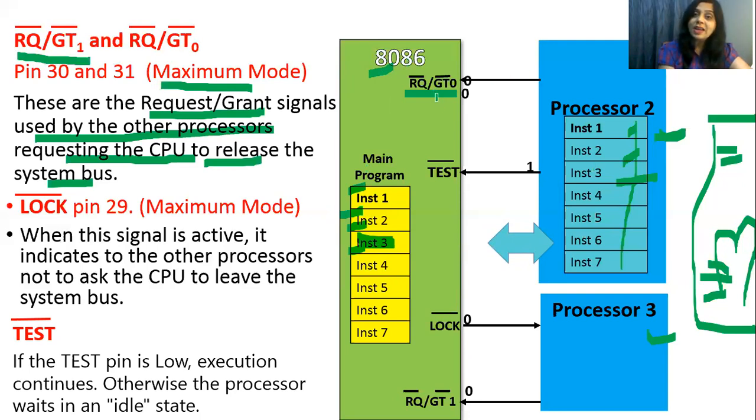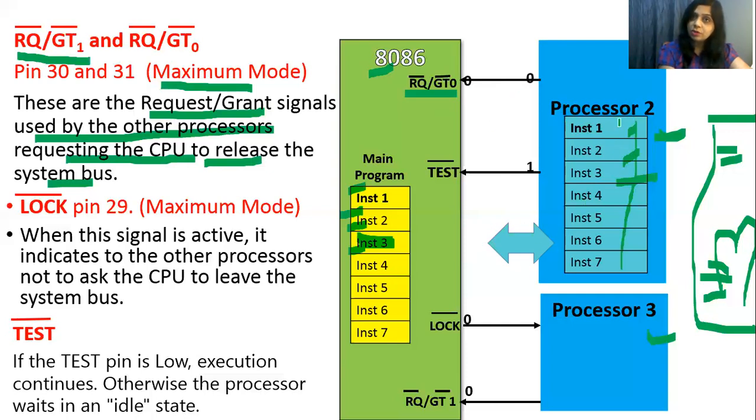Now it will send acknowledgement by sending logic 0 on the grant bar pin. It is only a single pin. On the same pin, 8086 transfers logic 0 to processor 2. This indicates the grant of request. That means request granted. This indicates that buses are available for use.